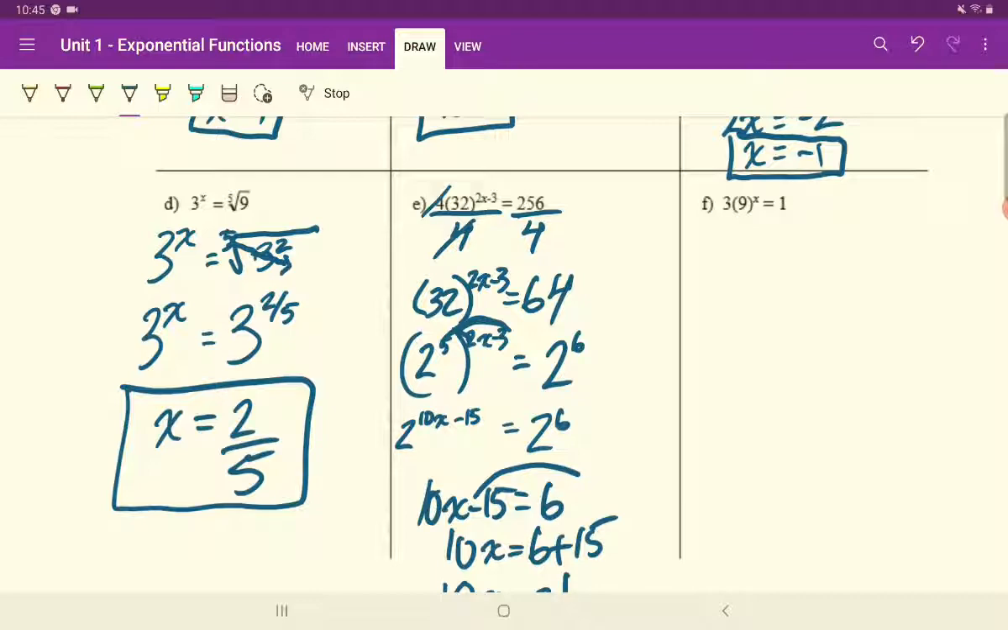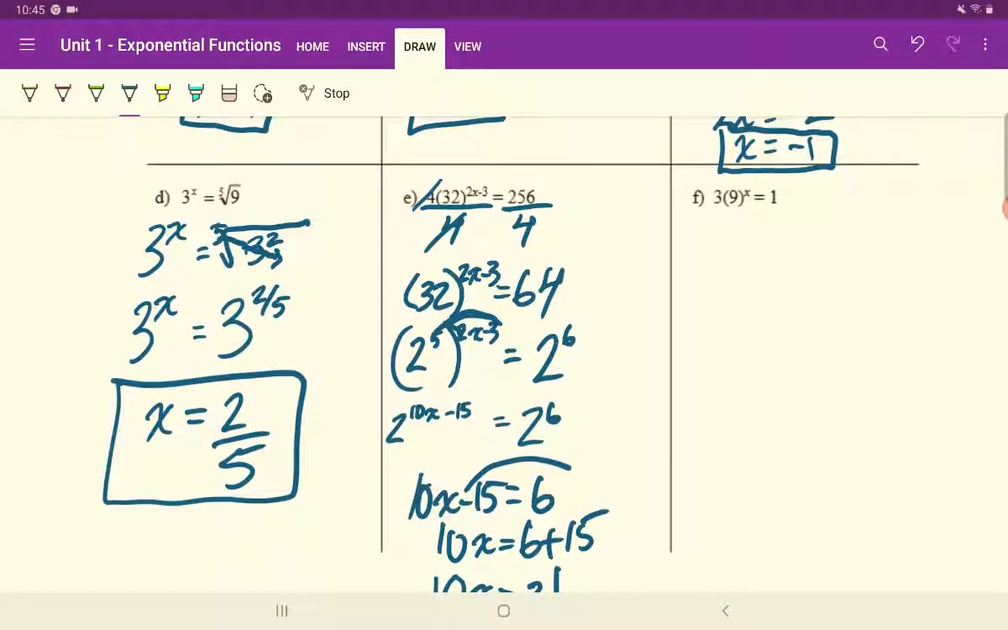Okay, last question. This is the exact same as the previous one. I have a 3 in front of my base. Okay, so if I have a 3 in front of my base, I can divide it out on both sides to get rid of it. So if I divide this side by 3 and this side by 3, they cross off on this side, and I'm left with 9 to the power of x equals 1 over 3. Okay.